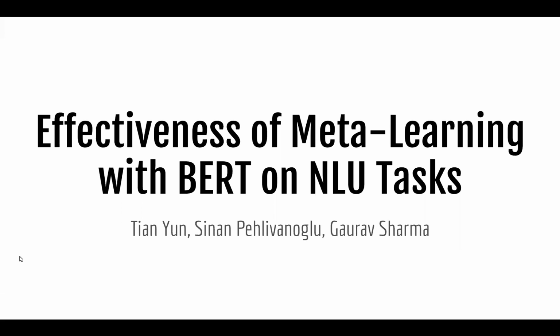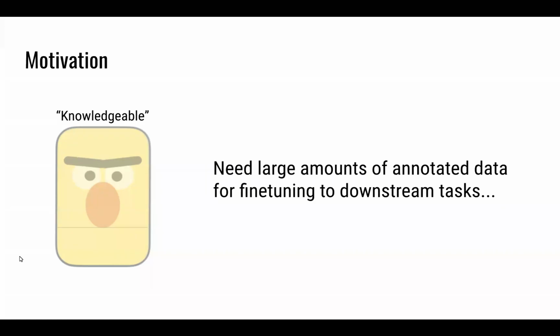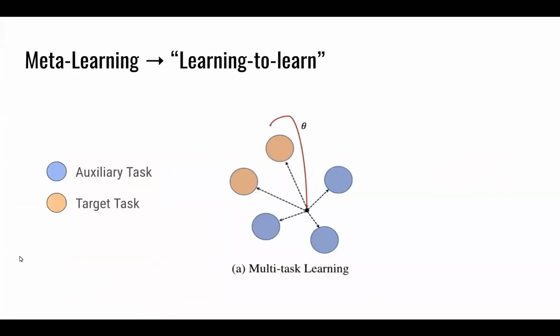Our project is titled Effectiveness of Meta-Learning with BERT on NLU Tasks. Throughout the semester, we have seen the Transformer, and this work has been further extended into BERT, which is a deeply bidirectional model that maps a word into contextualized word embeddings. This is a very powerful pre-trained language model that performs pretty well on downstream tasks. However, there's one issue with it, which is that it needs a large amount of annotated data for fine-tuning. One possible solution towards this issue is meta-learning.